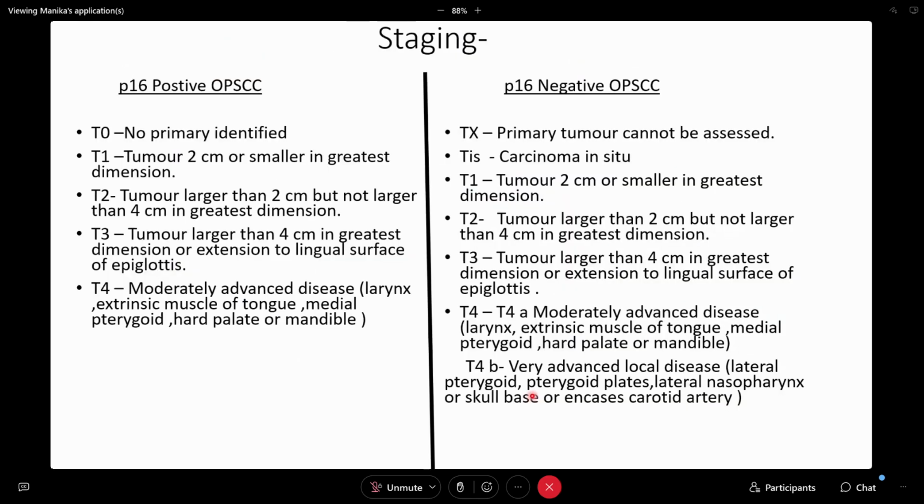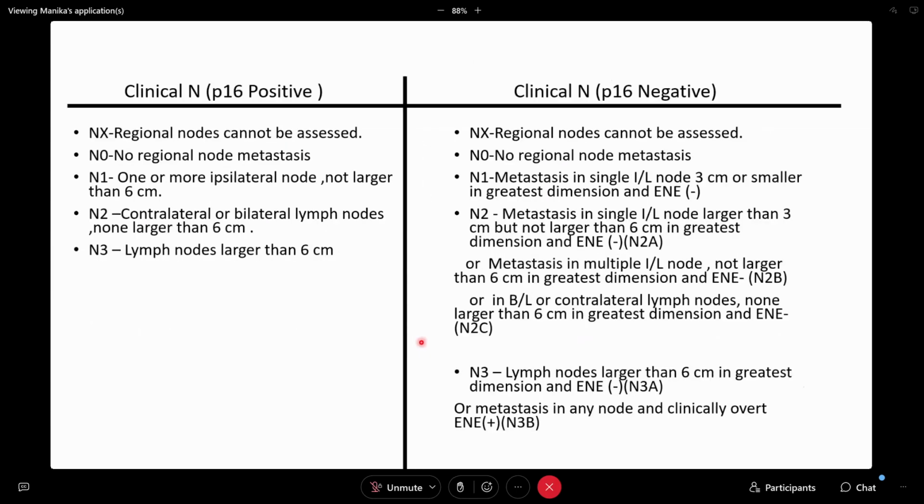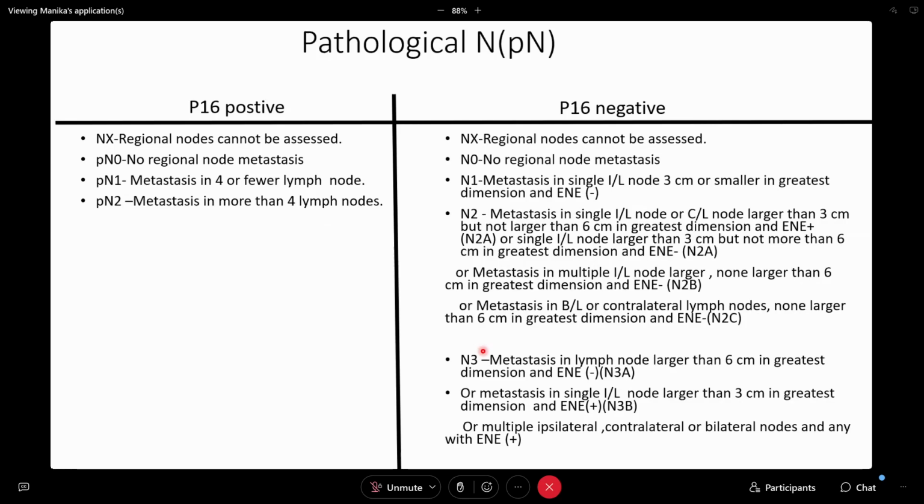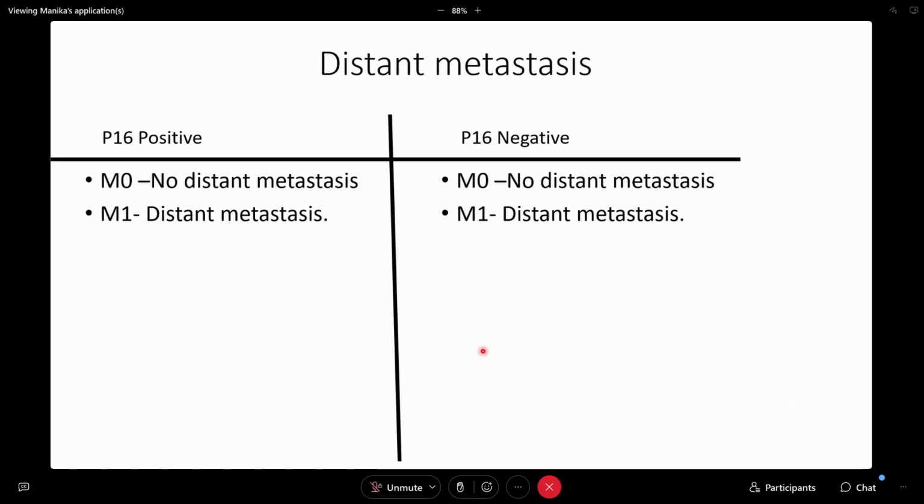Coming to the staging part of OPSC, this is for P16 positive and P16 negative. This is the T. In P16 positive, we have T0 to T4, and in P16 negative, we have TX to T4. Then coming to the clinical staging for both P16 positive and P16 negative. Then coming to the pathological for both. And this is the metastasis, M0 and M1, for both P16 positive and negative.